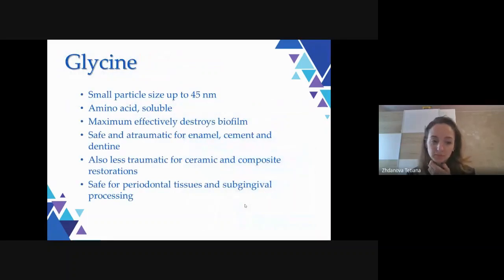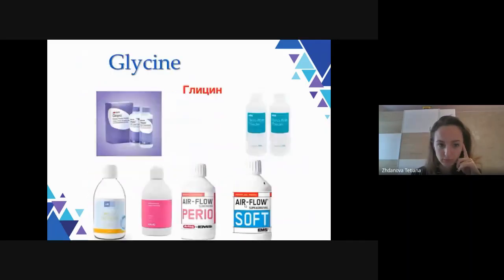And glycine, small particle size up to 45, and it's maximally effective at destroying biofilm. Safe and atraumatic for enamel, for cement, and for dentin. Also less traumatic for ceramic and composite restorations, and safe for periodontal tissues and subgingival processing. And examples also.